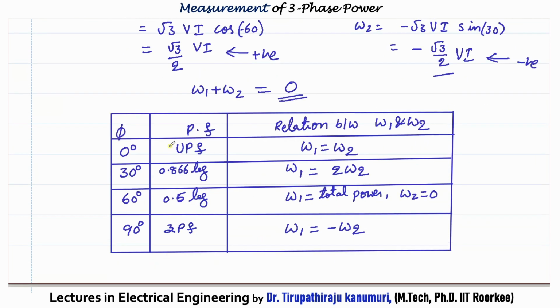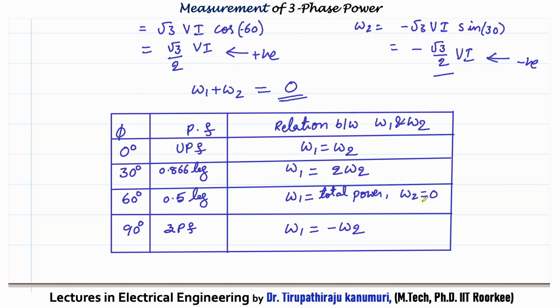So I am just making the summarization of what you have studied till now. So when phi is equal to 0 degrees, which is called unity power factor, W1 will be equal to W2. Both are positive. For 30 degrees, we have not calculated because you can substitute and calculate. 30 degrees means 0.866 lag. In that case, you will get W1 is equal to 2 times of W2. Here what is happening? W1 is increasing, W2 is decreasing. By the time you reach 60 degrees, W1 will read the total power, W2 will be equal to 0.